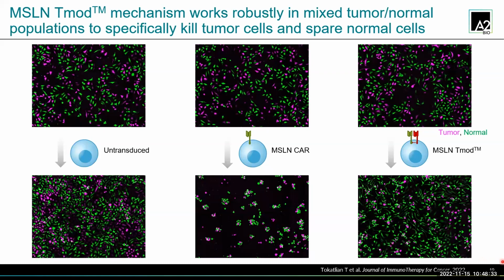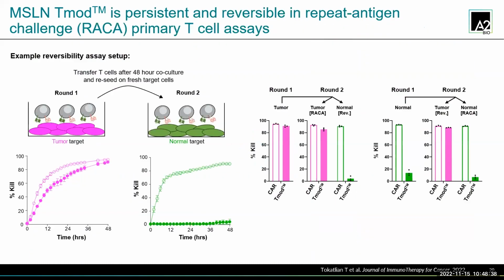Another critical requirement of a NOT gate is to be able to demonstrate persistent and also reversible killing. So here what we did is we tested mesothelin CAR only cells or mesothelin TMOD T cells in 2 serial rounds of exposure to tumor or normal cells. So TMOD T cells that were first either exposed to tumor cells or normal cells were then removed and reintroduced to fresh tumor or normal cells.